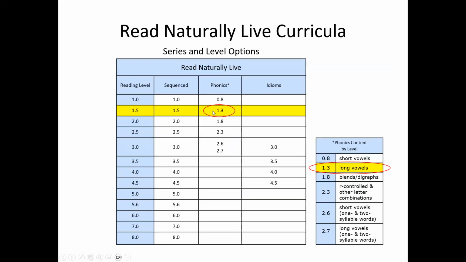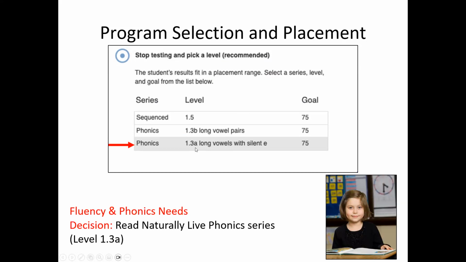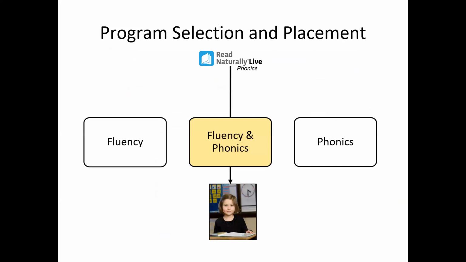So here's a table that demonstrates this. You don't have to memorize it. It's listed in the Word Warm-Ups Live assessment, and it's listed in Read Naturally Live placement, okay? So Ella is going to work in Read Naturally Live Phonics series, level 1.3, section A. She gets to work on fluency, phonics, comprehension, all in one spot, all within Read Naturally Live Phonics series, okay?